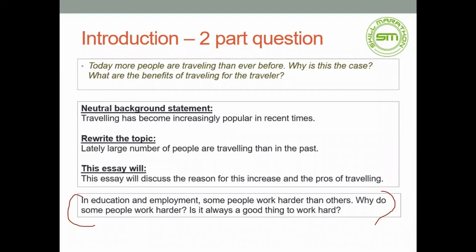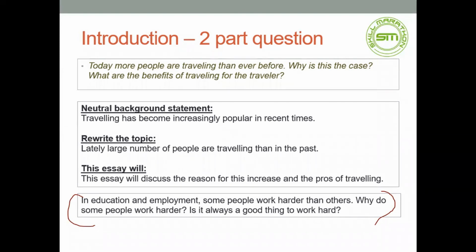Anila, I'm reading your introduction and I'm giving you feedback. Guys, this is not an opinion-based question. Do not give your opinion, please. That is not, and it is not even asking you pros and cons. What is it saying? It's simply saying in education and employment, some people work harder than others.